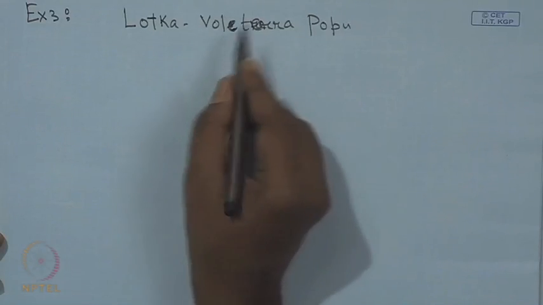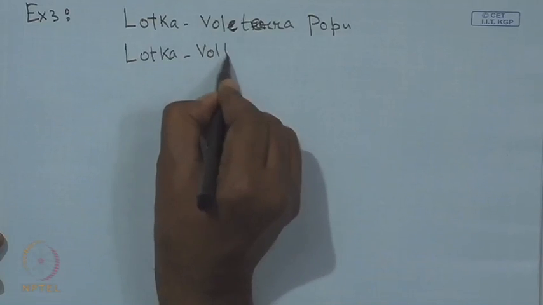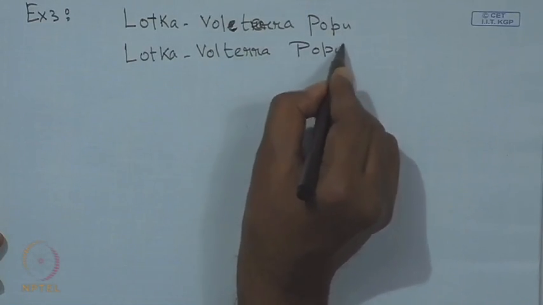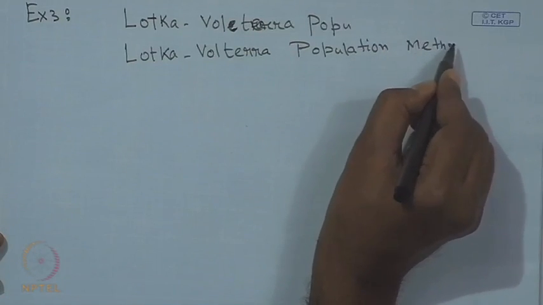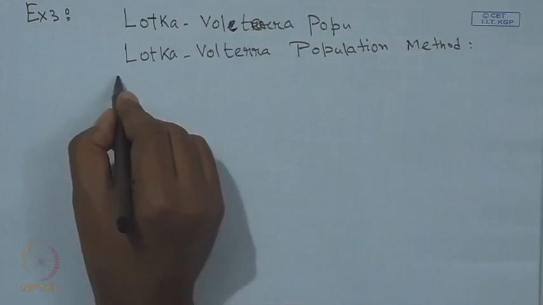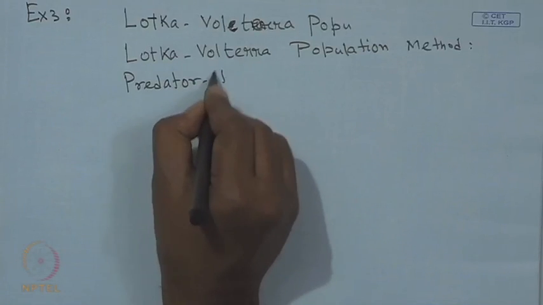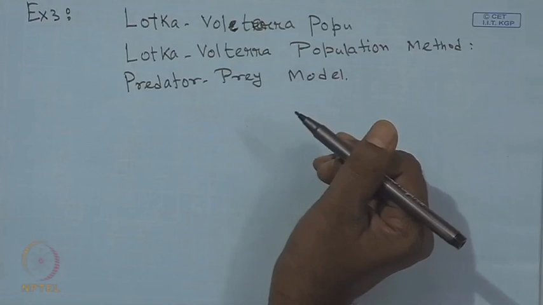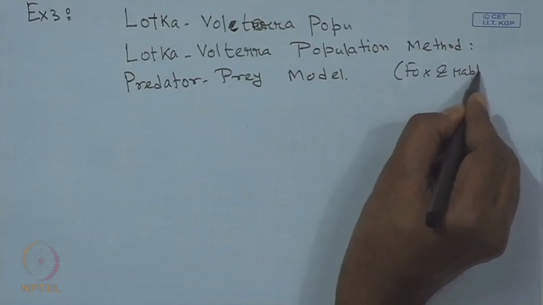And there is a spelling mistake here. So, it will be Lotka-Volterra population method, and in this method the model is known as the predator prey model. So, it is like a fox and rabbit population in a forest.